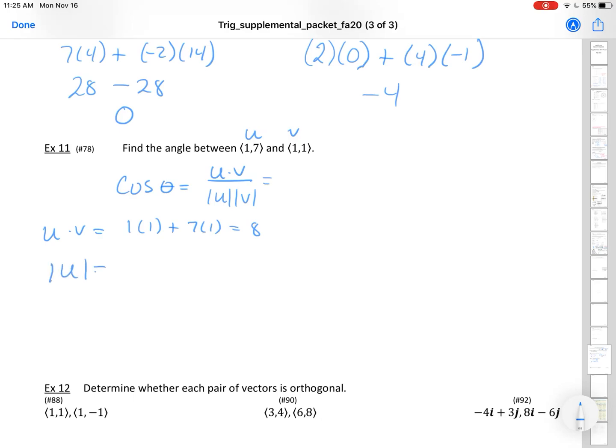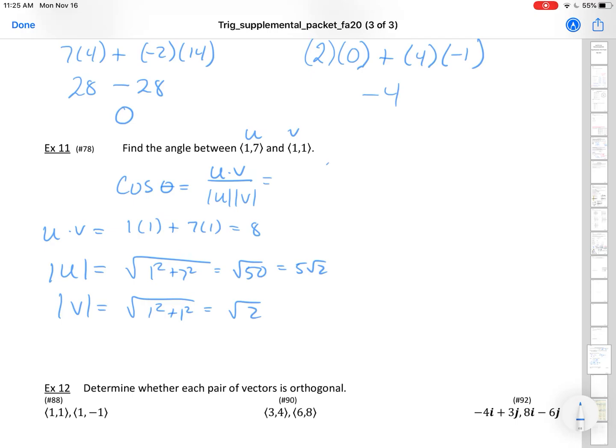Now we need to get the magnitude of u. The magnitude of u is the square root of 1 squared plus 7 squared, which is the square root of 50, which is equal to 5 root 2. And the magnitude of v is the square root of 1 squared plus 1 squared, which is the square root of 2. So, not bad. We have all of that working for us. Individually, easy steps. So now let's come back up to the top.